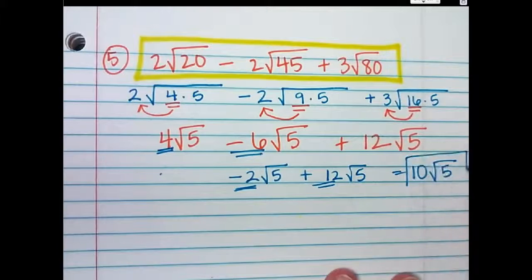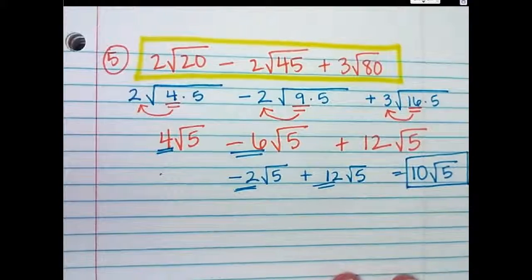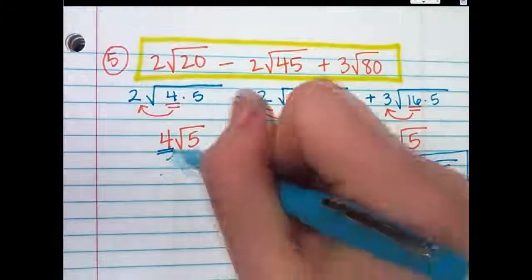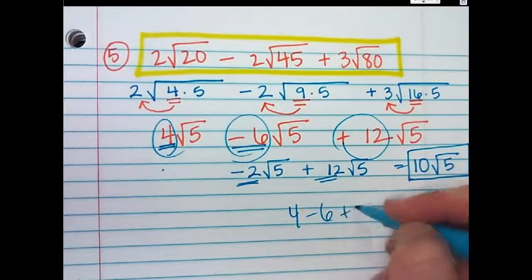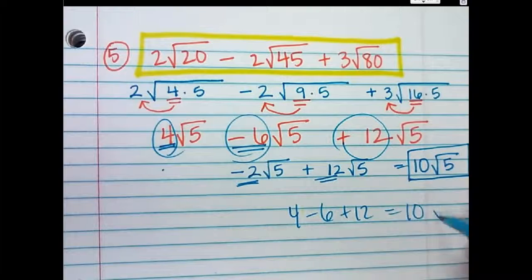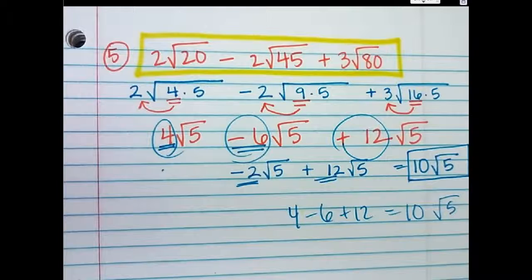So then once you get done with that step of the rate, you just group it together? That's it. You just add these numbers in front. Or you can put that in your calculator. 4 minus 6 plus 12 would give you 10, and then you just put that square root 5 next to it. And you can do that also.